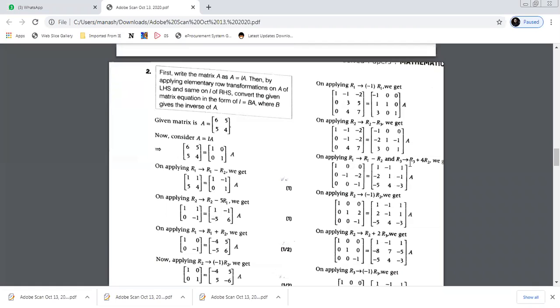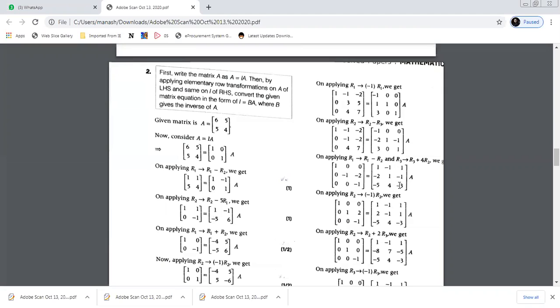Okay, so same here, row 3 tends to row 3 plus 4 row 2. See here, 4 plus 4 into -1, so it will be 0. Again 7 plus 4 into -2, so it will be -1. Same operation you have to do on the right hand side also.